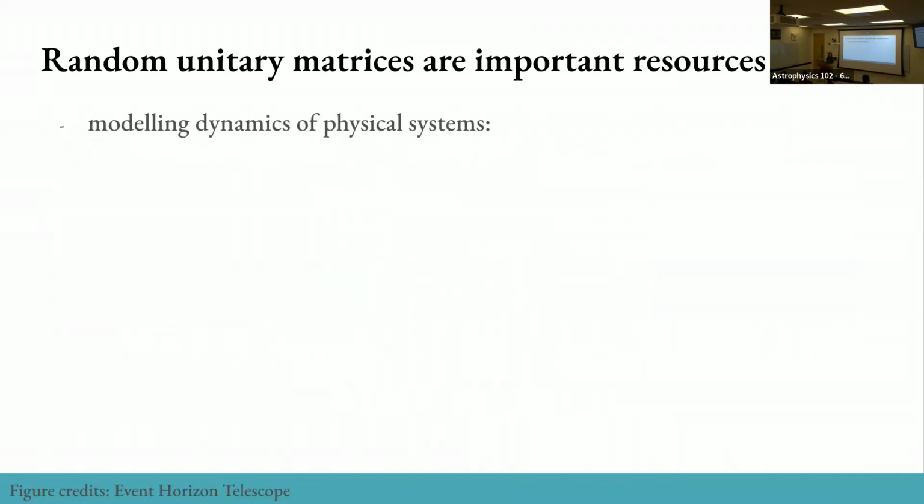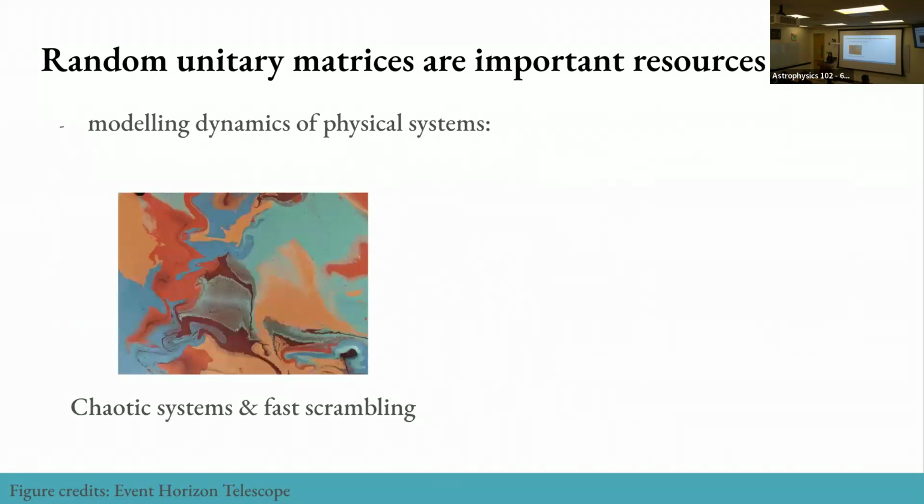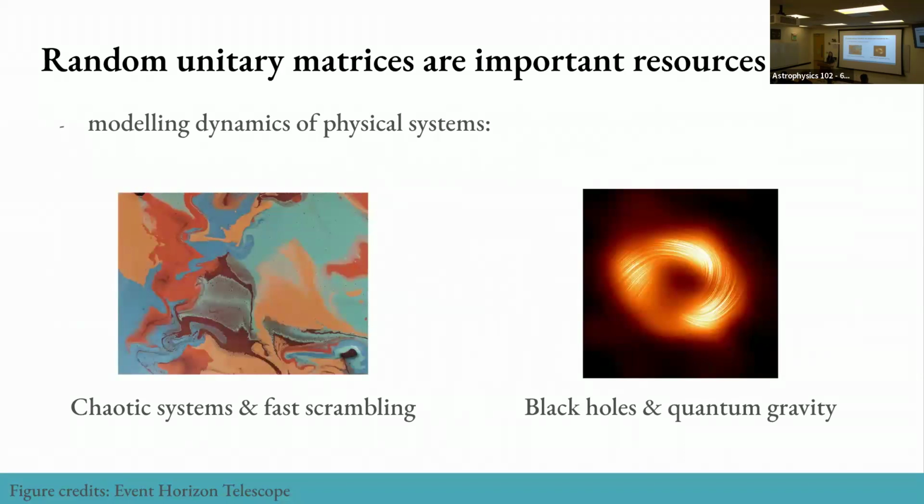Random unitary matrices are also important on a conceptual level to the modeling of the dynamics of many physical systems. So in general, for chaotic systems, you can use random unitaries to talk about chaos and scrambling and things like this. And also in black holes and quantum gravity, some people will use random unitary matrices to model the dynamics of black holes. And also there are questions about complexity that tie in with random unitary matrices and quantum gravity. So, this object is everywhere.